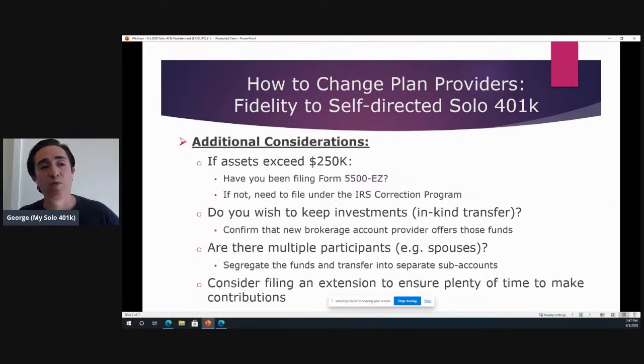But if you have a solo 401k at Fidelity, and then let's say you want to have the account at, say, Schwab, there may be certain mutual funds that you have to have a Fidelity account to hold. So you won't be able to hold them in that Schwab account. And then as part of the establishment process with us, we're going to find that out. We're going to prepare the transfer forms correctly to make sure that your investments move over in kind.